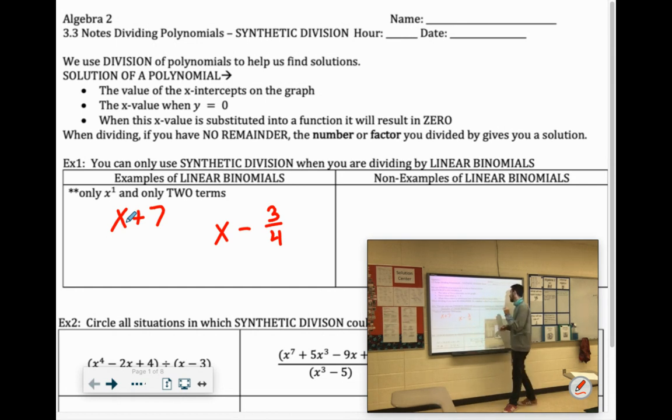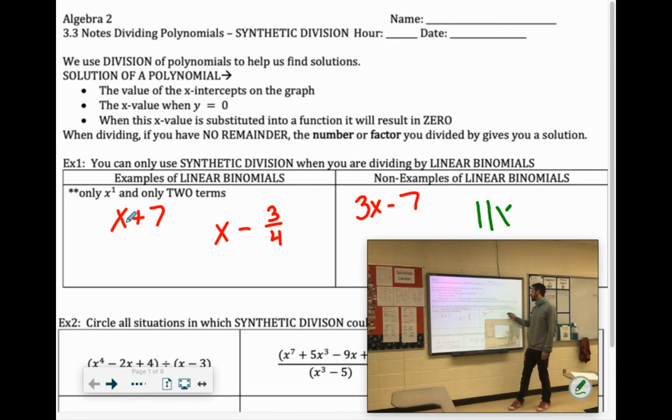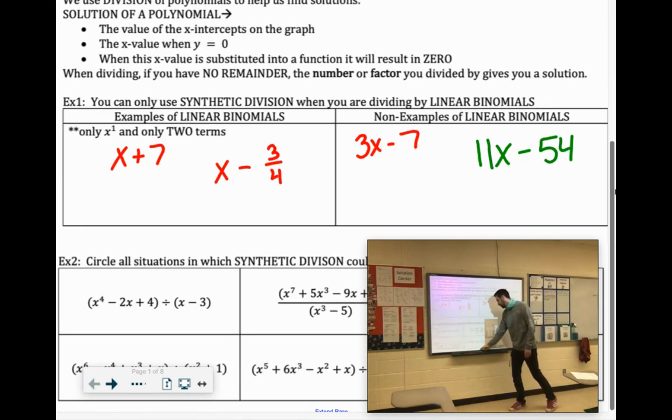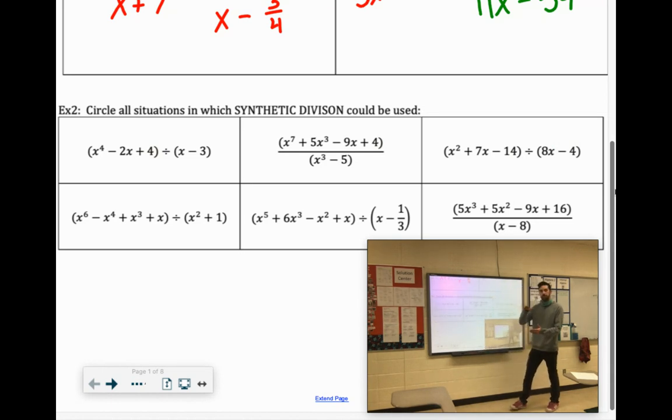The problem is if you had 3x minus 7, right? You can't divide by that. There is a way. I'll show you. Or 11x minus 54. You can't have that 11 there. You know what I'm saying? But again, there's a way. So, very important, it needs to be x to the first power, 1x to the first power.